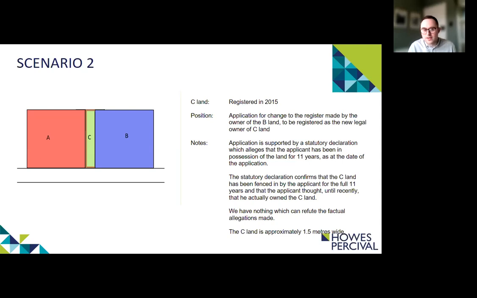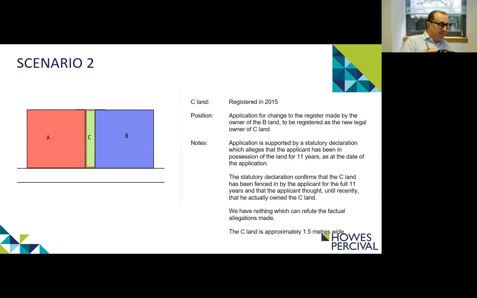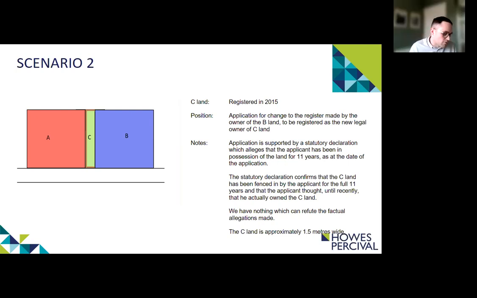And slightly more importantly, this time we have a look at the land in question, and it's 1.5 meters wide. So going back to our checklist, we're looking at registered land this time. We still look at the facts. So we want to see, in the case of registered land, 10 years possession. And similarly, they still have to have an intention to possess the land. Those two things, again, look pretty covered off by their statutory declaration. They've been in possession for 11 years. They've fenced off the land.